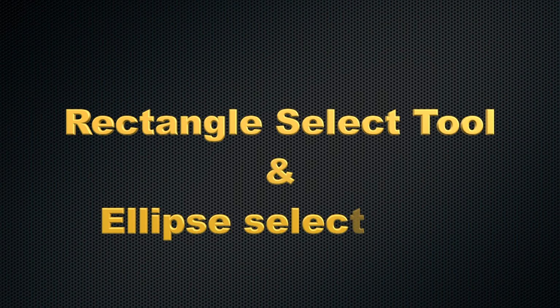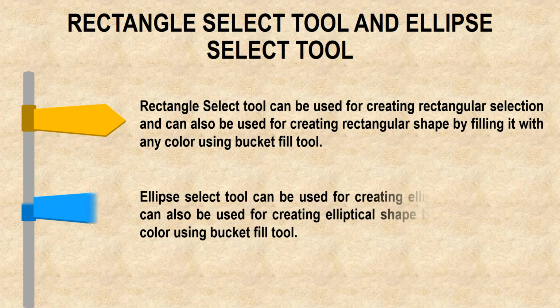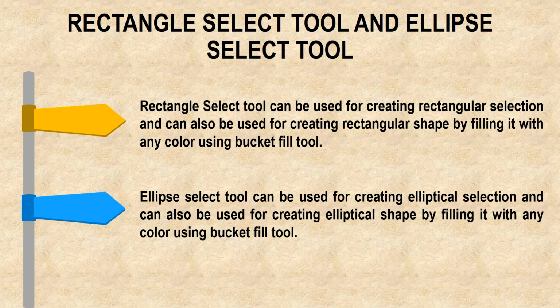Rectangle select tool and ellipse select tool. Rectangle select tool can be used for creating a rectangular selection, and it can also be used for creating a rectangular shape by filling it with any specific color of your choice using the bucket fill tool. Similarly, ellipse select tool can be used for drawing an elliptical shape, and further it can be filled by any specific color using the bucket fill tool.